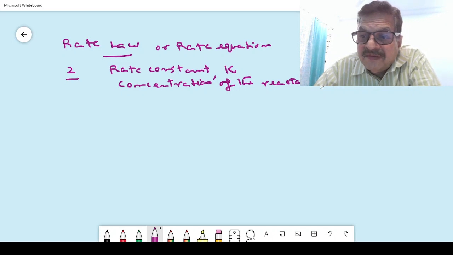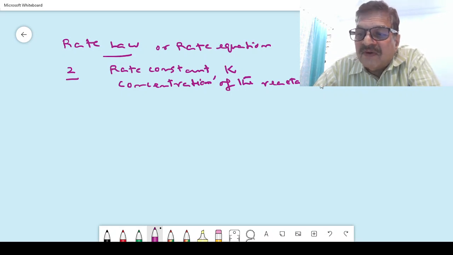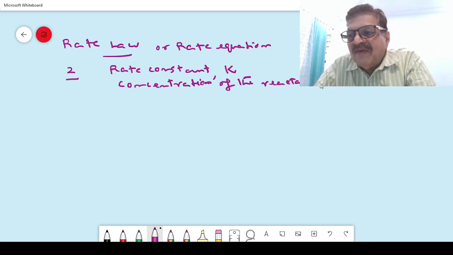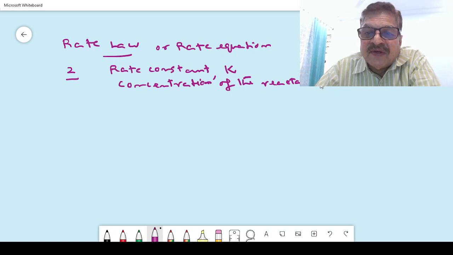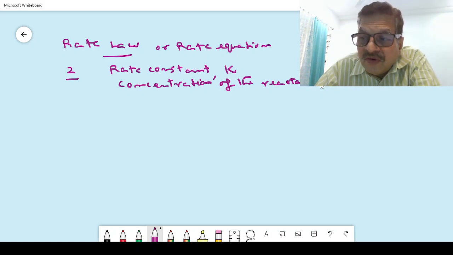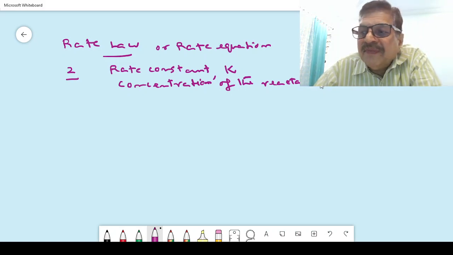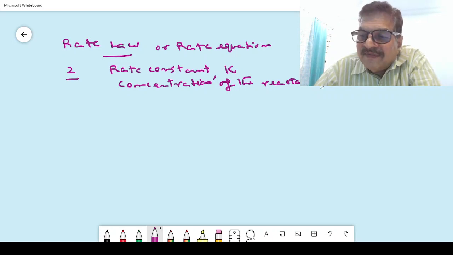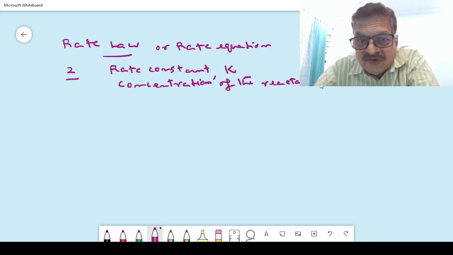Now not all the concentrations of the reactants will appear in the rate equation, which I will be discussing now with you. That is more important for us in the organic reactions here. Okay, not all reactant concentrations will appear in the rate equation. Correct. So now what is the rate constant here?